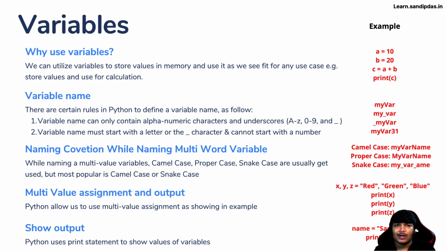So Python allows us to use multi-value assignment, as shown in the example. You can see x, y, z is equal to red, green, and blue. If you print x, it will be red. If you print y, it will be green. And if you print z, it will be blue. So we can define multiple variables in a single line. And to show output, we will use print, just as I'm showing in the examples.